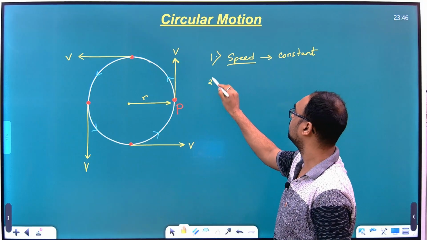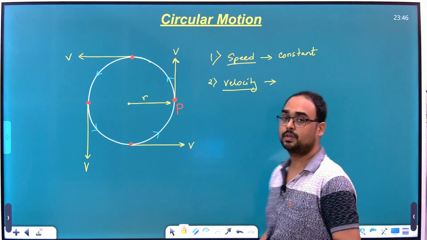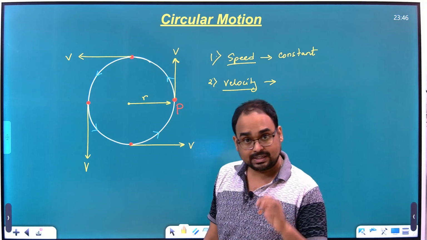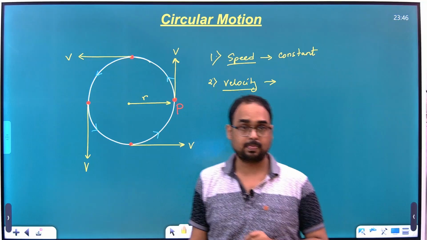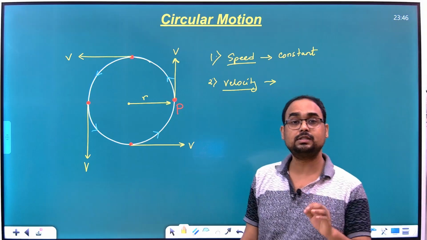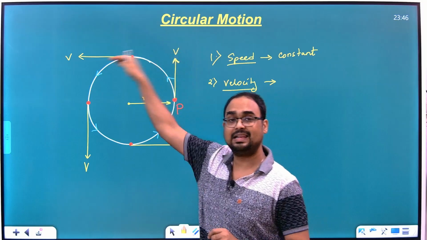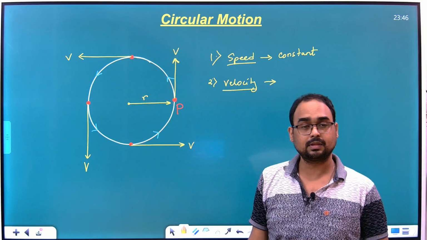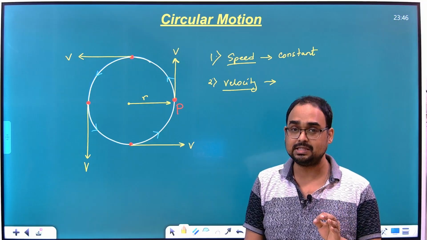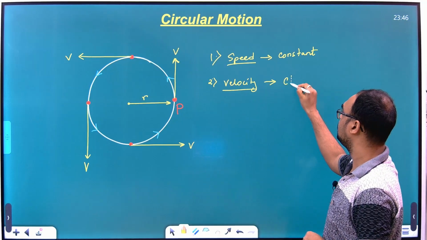Number 2, velocity. Velocity, we all know, is a vector quantity. So, it depends on the direction. Now, at the 4 different points, you can see that the velocity vector is pointing in 4 different directions: top, left, bottom, right. Since the direction of the velocity vector is changing, over here in the parameter we will write velocity changes.